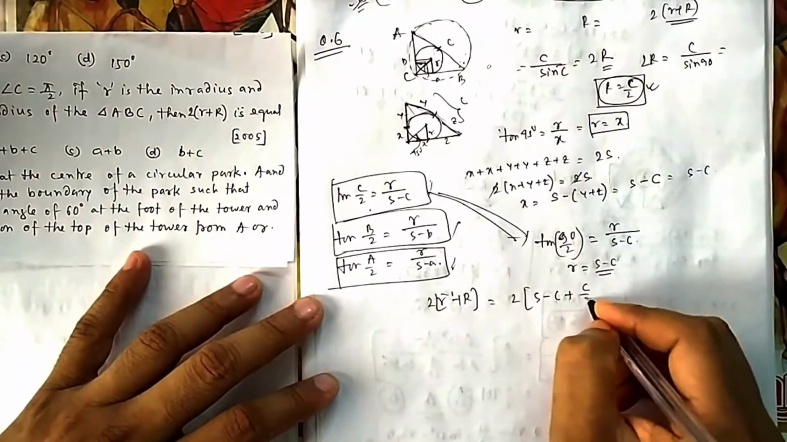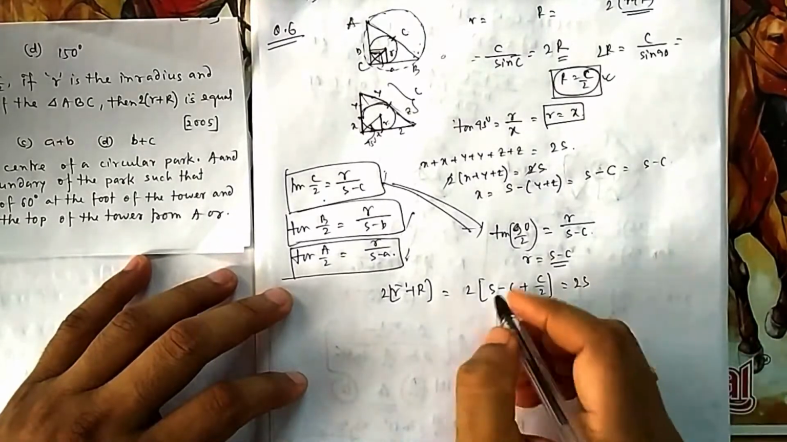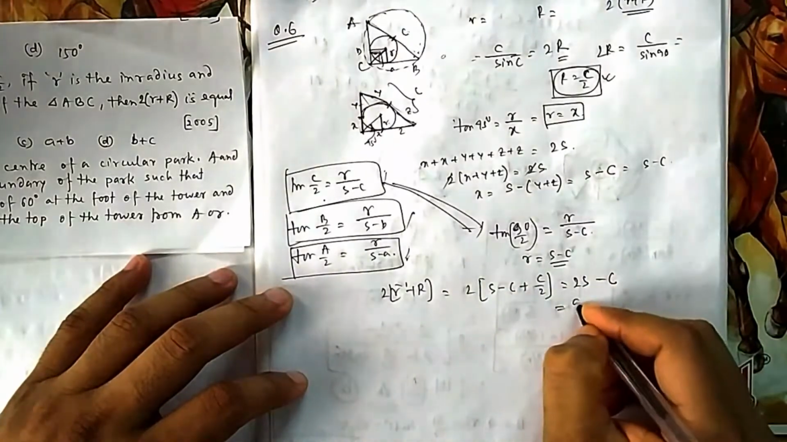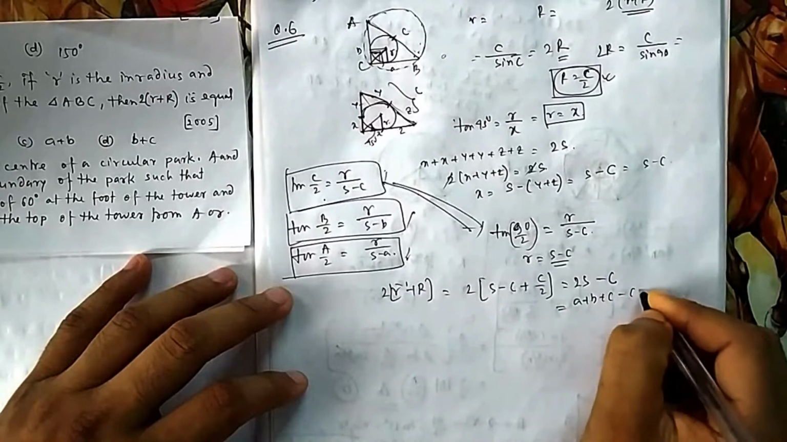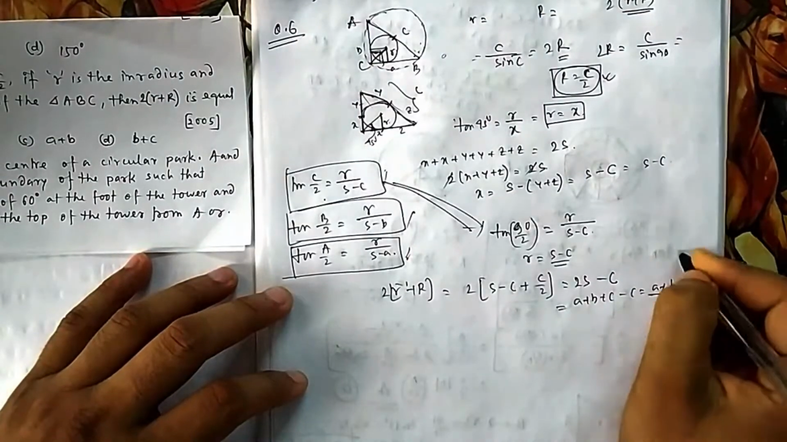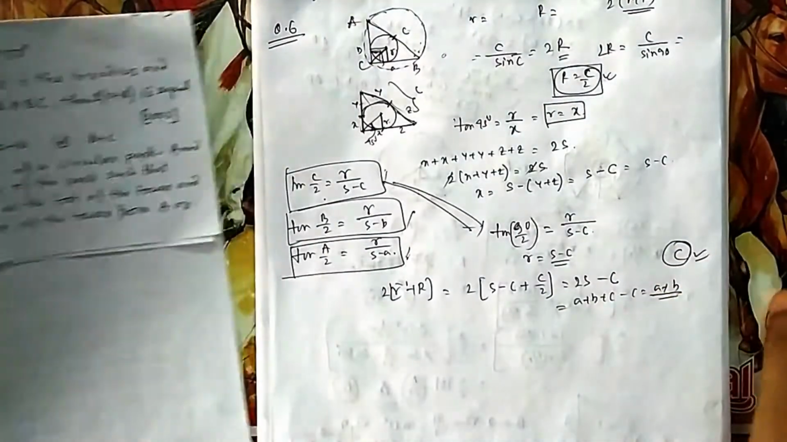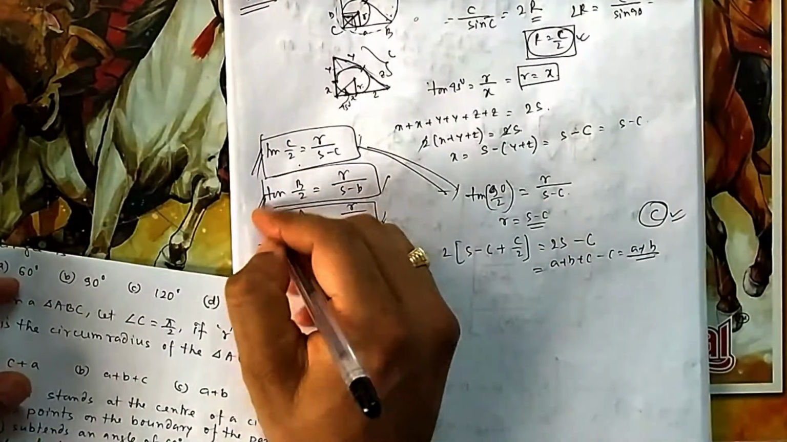Capital R was c by 2. Multiply this one, then it will be minus c by 2 minus c. 2s was a plus b plus c, minus c, that is a plus b, which is the answer. That is your option C. So you can see this additional formula we required. This we have already derived here, using this.